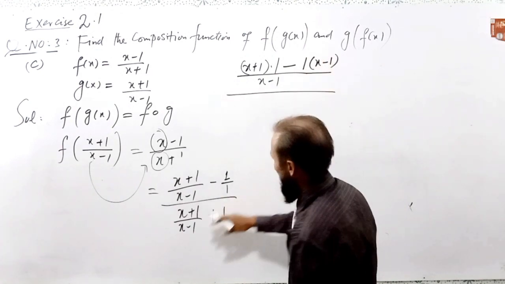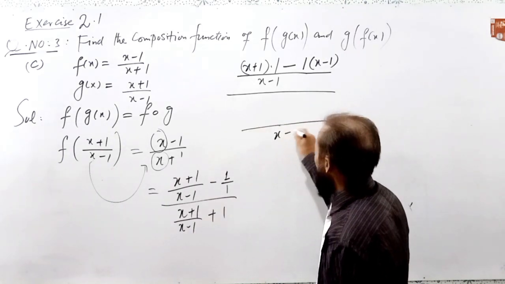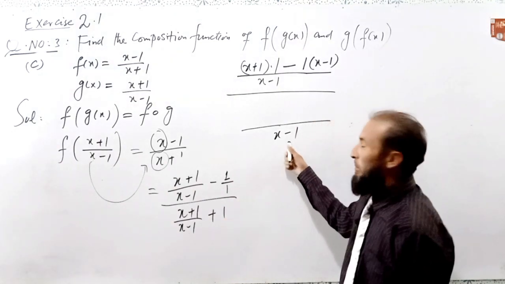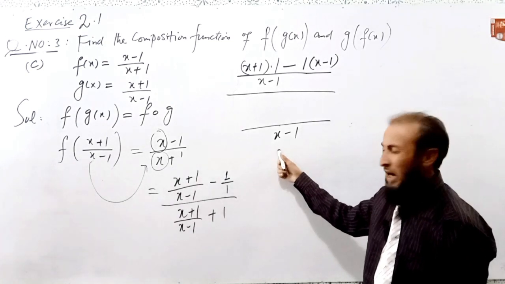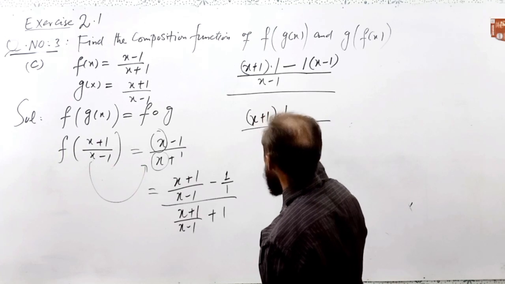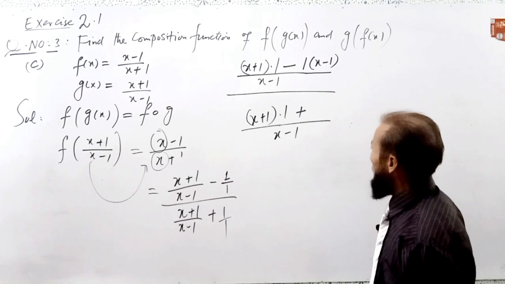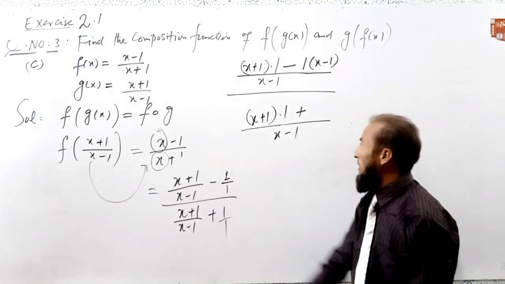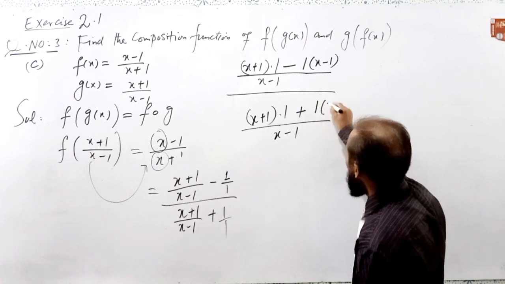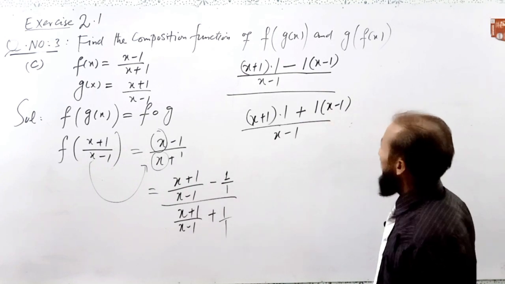Similarly, in the denominator term, we can also take the LCM. X minus 1 is the LCM, and x minus 1 divided by x minus 1, we get 1. 1 is multiplied to the numerator, x plus 1 into 1 plus, here is already 1 in the denominator, so x minus 1 divided by 1, we get x minus 1. X minus 1 is multiplied by the numerator, so we get 1 multiplied by x minus 1.